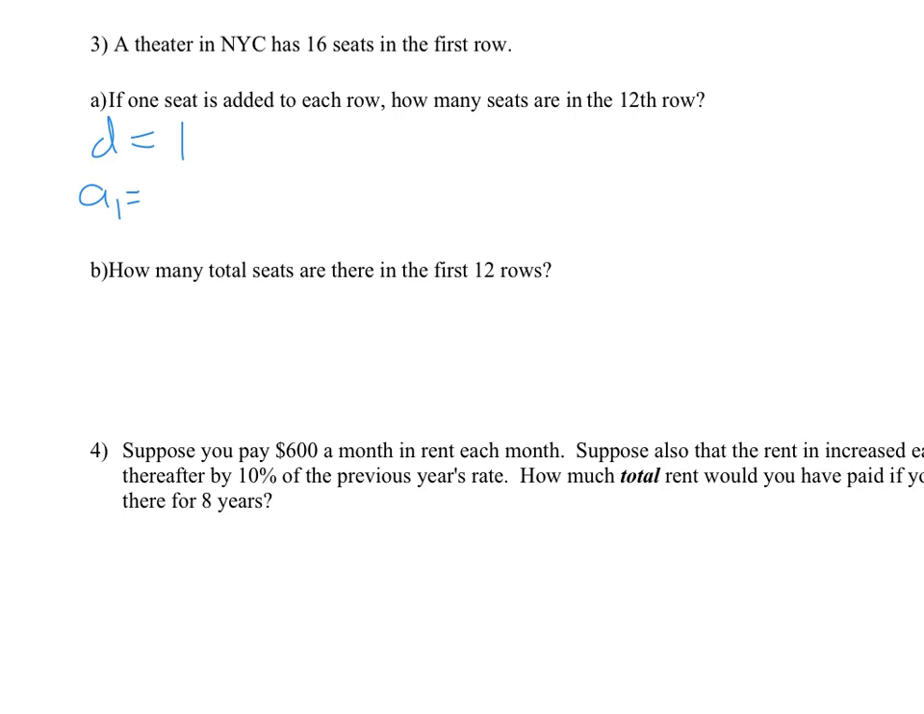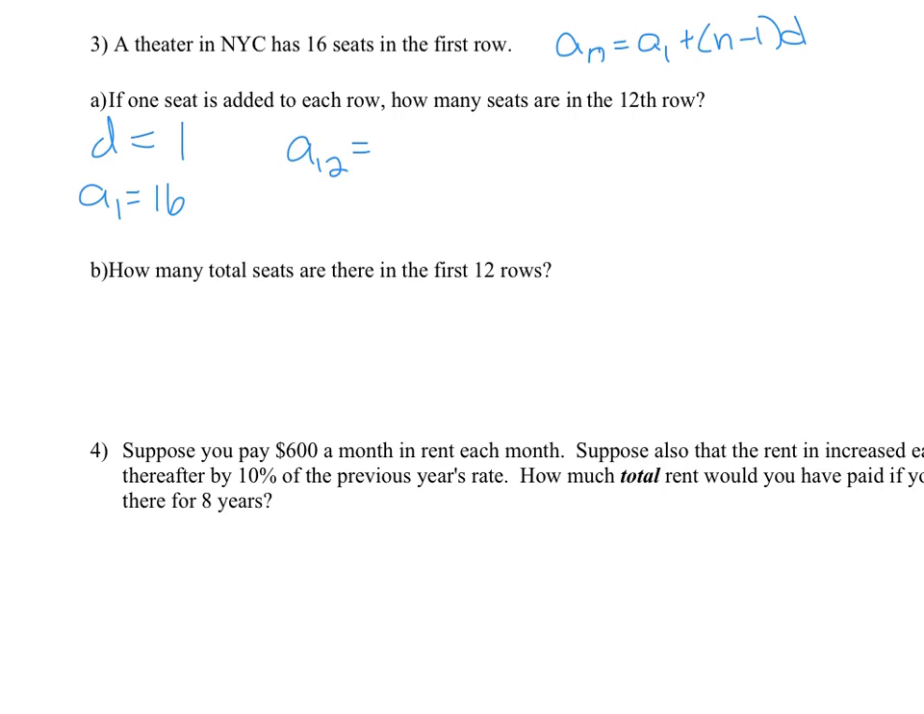But with stuff like this, I always mess it up. So I do like to use my formula. So the first term is 16. The last term, we don't know, but we want to find the 12th term. So we use our regular formula, a sub n equals a sub 1 plus n minus 1 times the common difference.